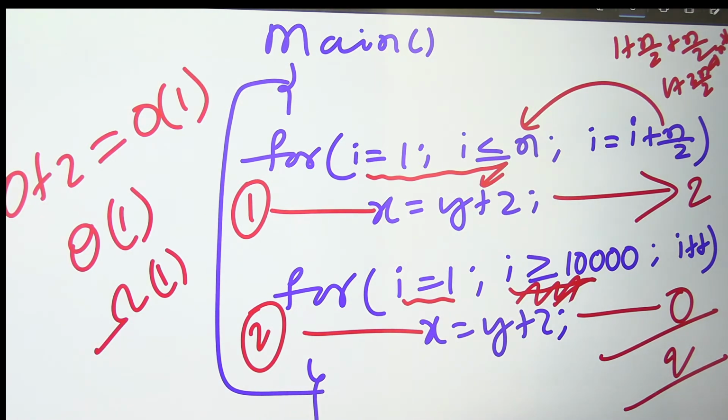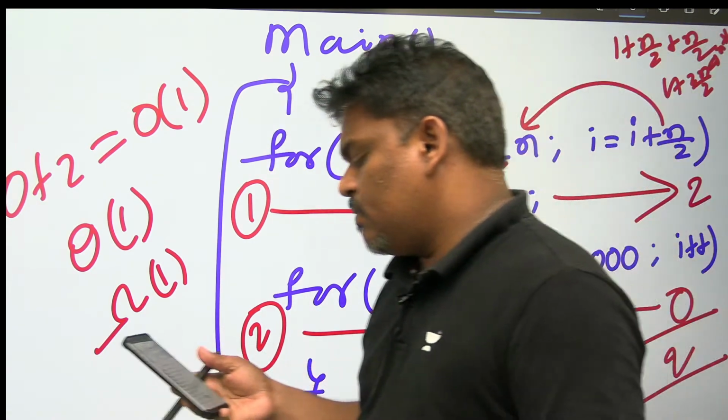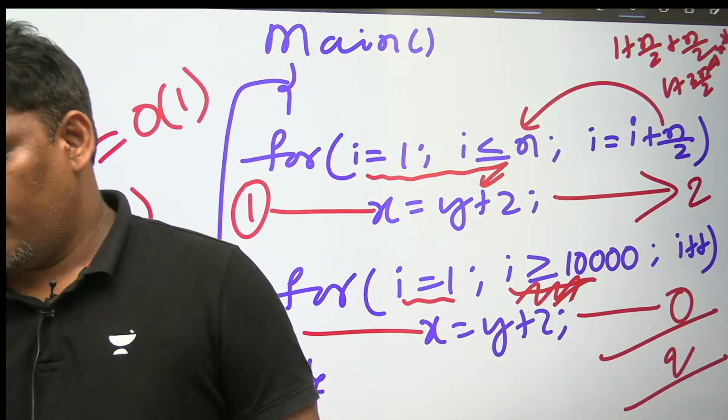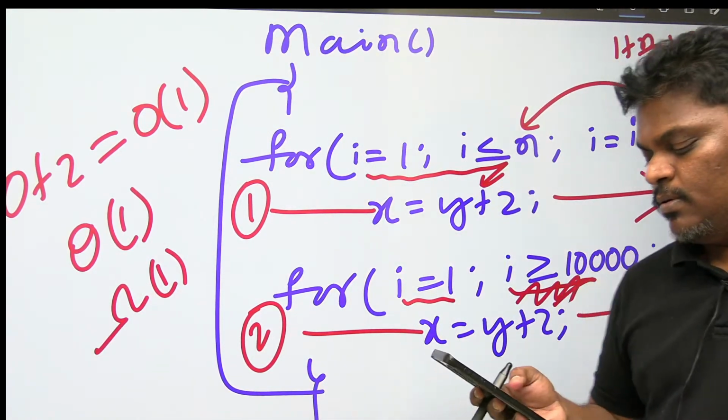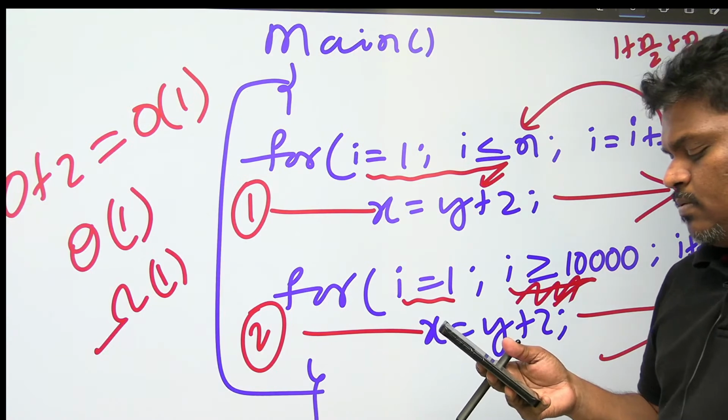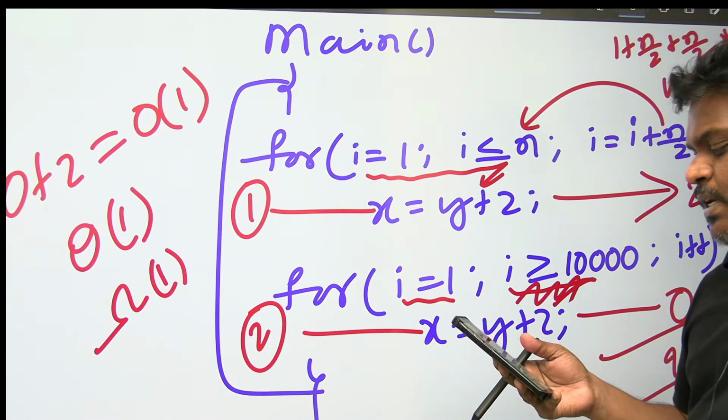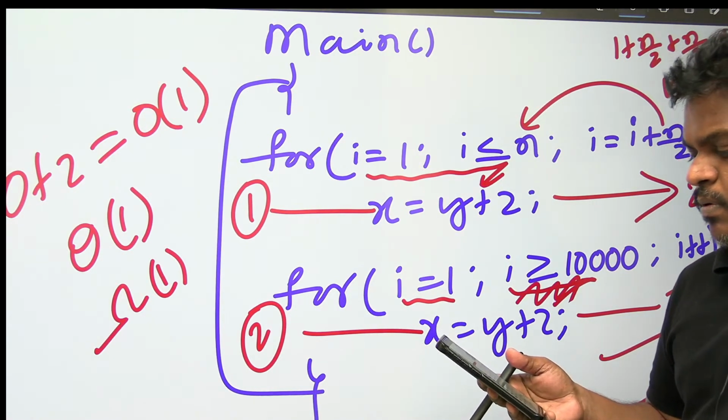So in this problem, a small twist is there. I kept a small twist in this program. Answer is 1. So please be careful.